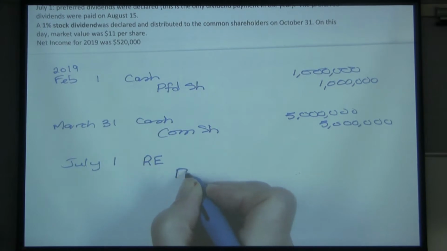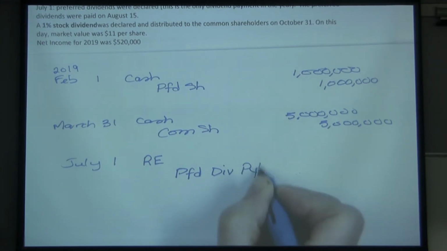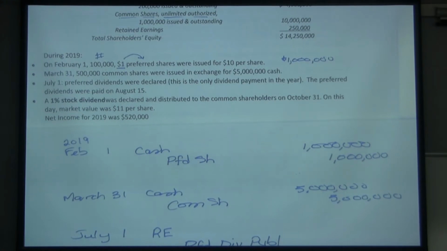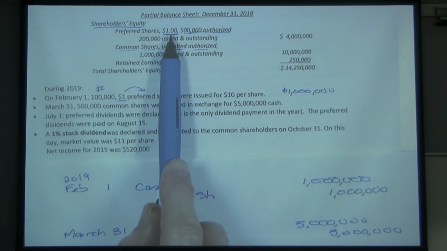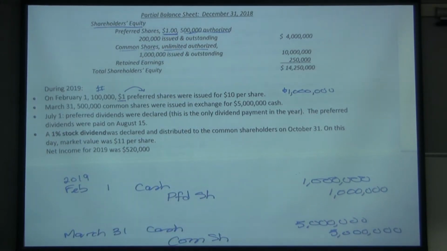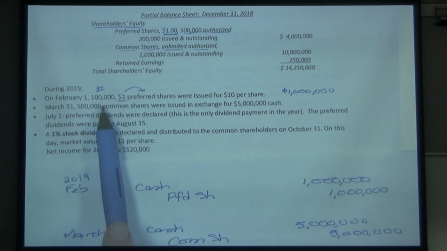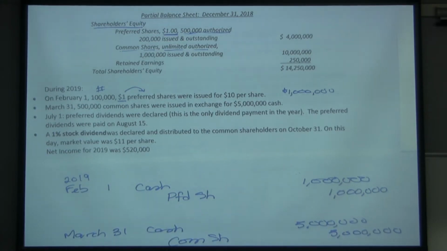This is a preferred dividend, so we're going to call this account preferred dividend payable. What amount are we paying out in dividends? For the preferred shares, we need to go back up and see what the amount is per share. It's $1 per share, and we need to look at the number of shares that we're paying. We started with 200,000 preferred shares, but you recall we issued an extra 100,000 shares. So we have 300,000 preferred shares, and we're paying $1 each. So we are going to pay $300,000 in preferred dividends.